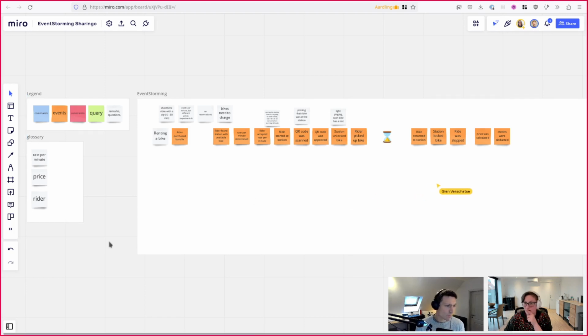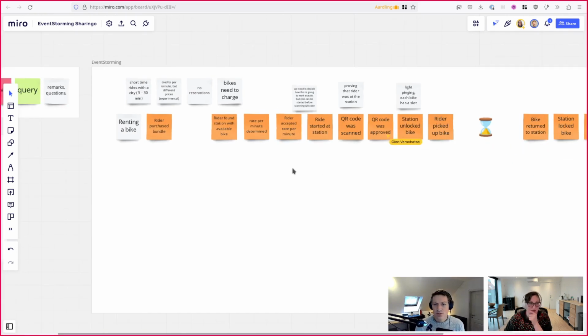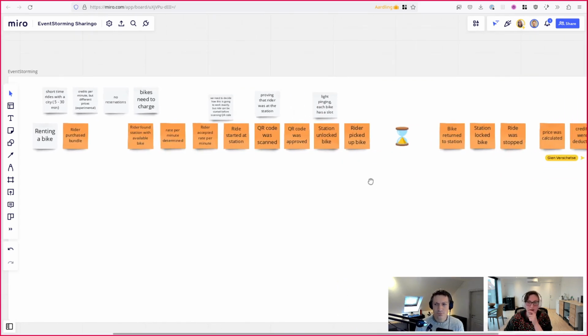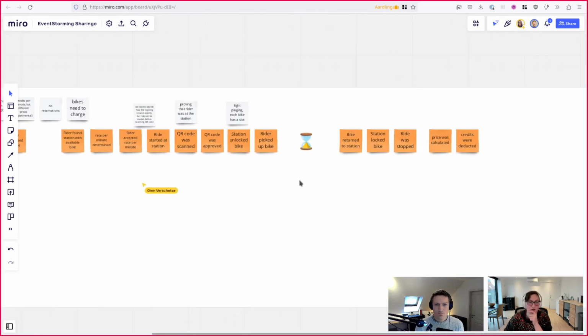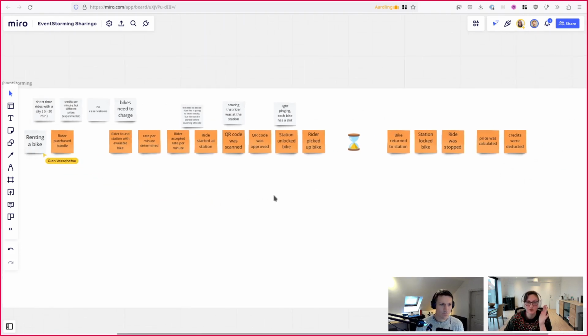Okay, so that's basically the main process that we have. Yeah, so stuff happens, but if we talk about they want to get a bike, drive around the city, deducting the credits, that's where it ends. That's the happy part, yes. That is what we would like to happen in almost all cases.